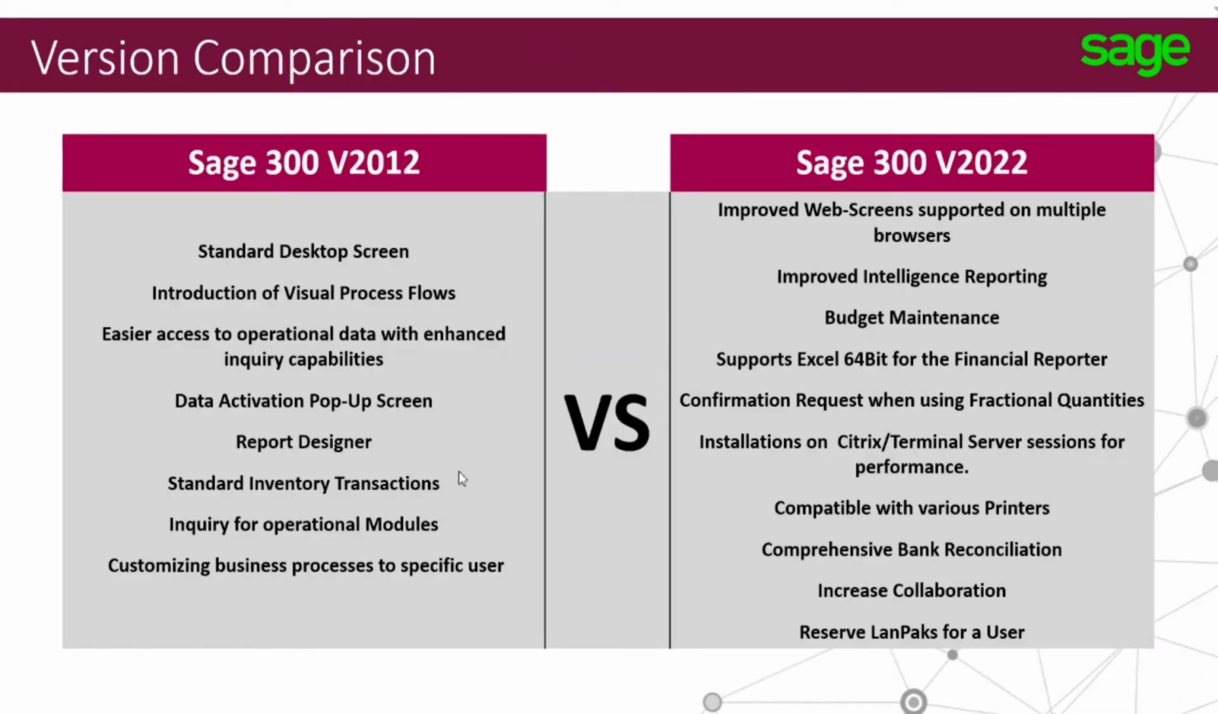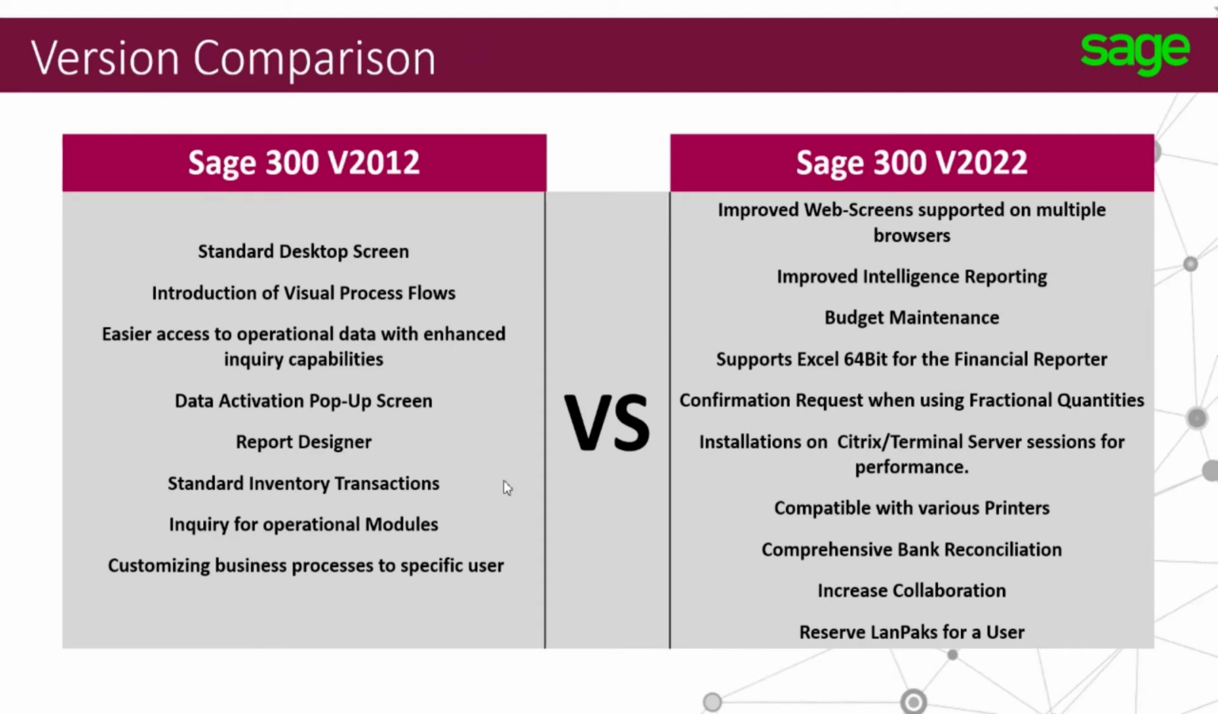So just to give you a quick glimpse, we just did a quick comparison in terms of within the last decade, from Sage 300 2012 to Sage 300 2022. As you can see, back in 2012, the standard desktop screens on the left hand side, and it is somewhere around 2012 only they introduced the visual process flows as well. But it was just a mere process flow that they had introduced.